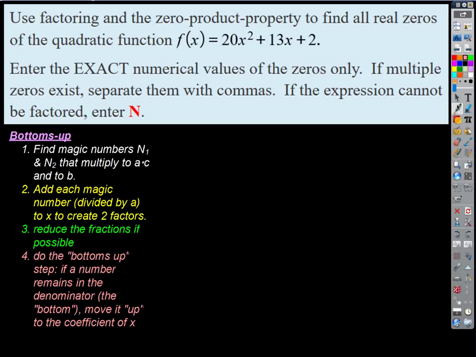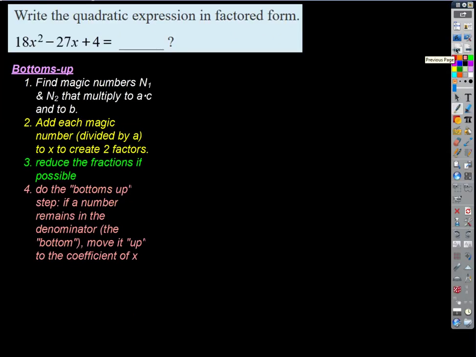Okay, so this is really similar. So they would all be negative. This is really similar to the last one we did, right? We got to find magic numbers. Then multiply to 18 times 4. That's 72, right? Okay, I need people to stop talking real quick. Okay, 18 times 4 is 72. So we got to get magic numbers. So N1 times N2 equals 72. N1 plus N2 equals B, which is negative 27.